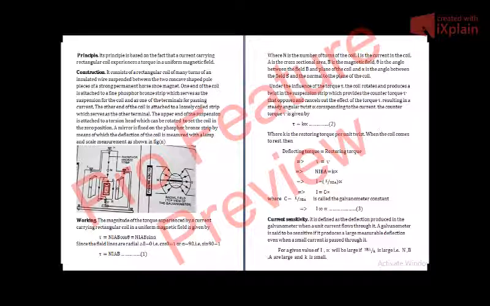Where N is the number of turns of the coil, I is the current in the coil, A is the cross-sectional area of the coil, B is the magnetic field, theta is the angle between the field B and the plane of the coil, and alpha is the angle between the field B and the normal to the plane of the coil. Now, under the influence of the torque, the coil rotates and produces a twist in the suspension strip, which provides the counter torque tau.